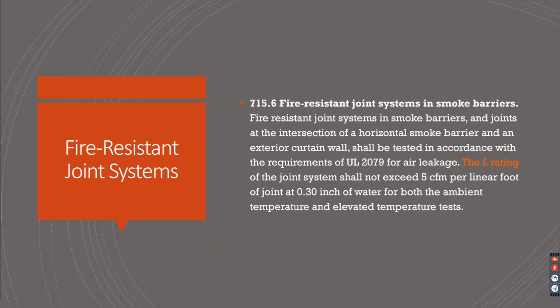And then fire resistant joint systems and smoke barriers. Joints at the intersection of a horizontal smoke barrier and an exterior curtain wall shall be tested in accordance with the requirements of UL 2079 for air leakage.